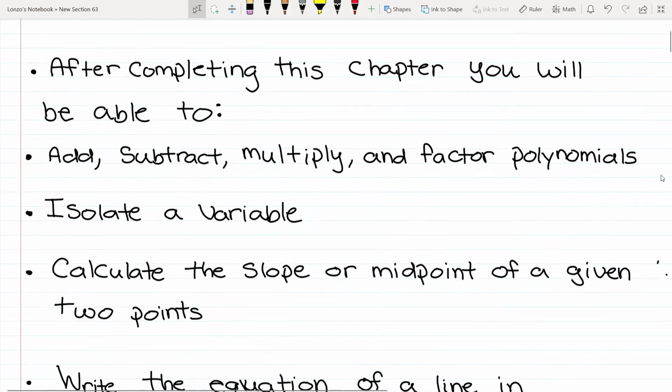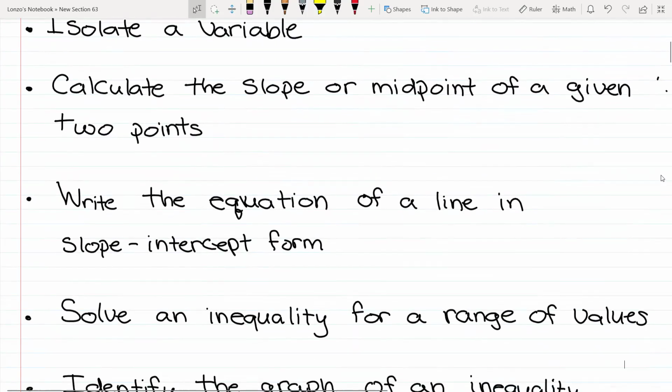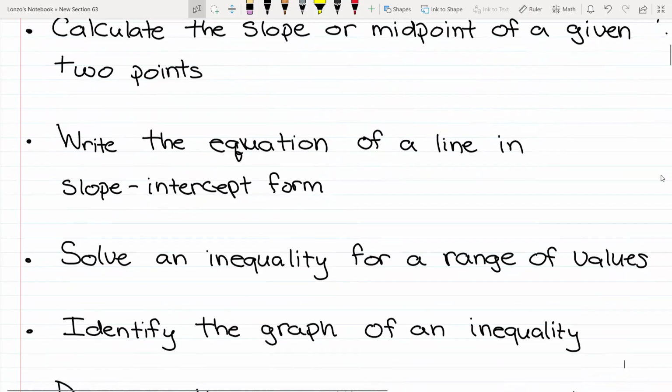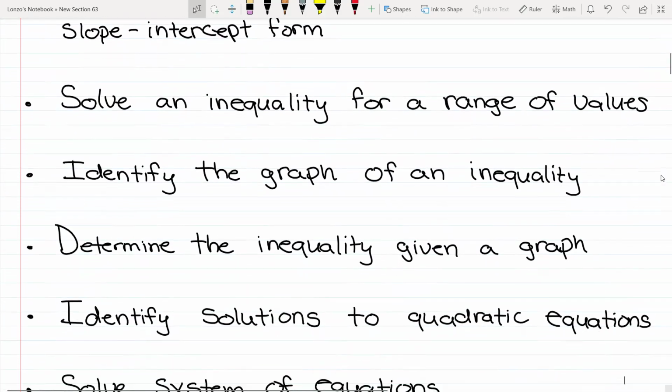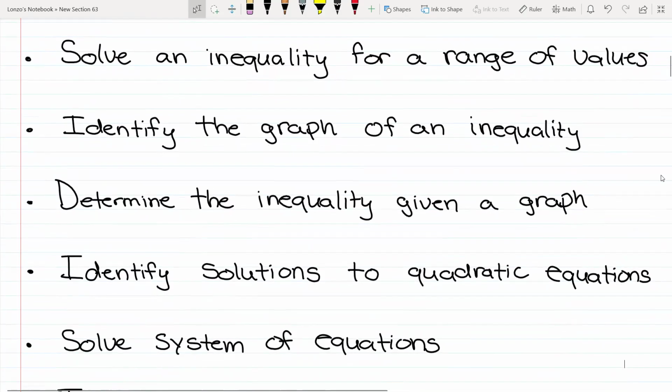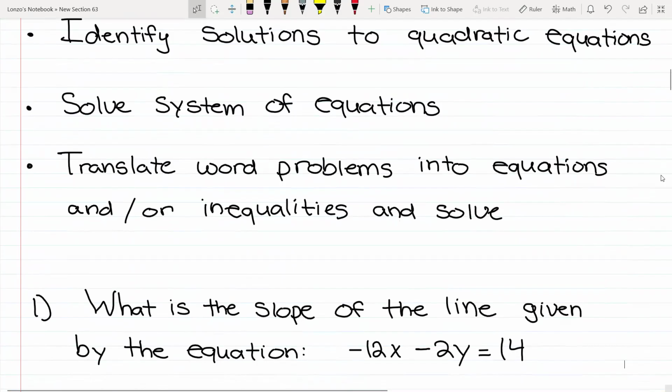After completing this chapter, you'll be able to add, subtract, multiply, and factor polynomials, isolate a variable, calculate the slope or midpoint of given 2 points. Write the equation of a line in slope-intercept form. Solve an inequality for a range of values. Identify the graph of an inequality. Determine the inequality given a graph. Identify solutions to quadratic equations and solve systems of equations. And translate word problems into equations and or inequalities. So that's all for this section.